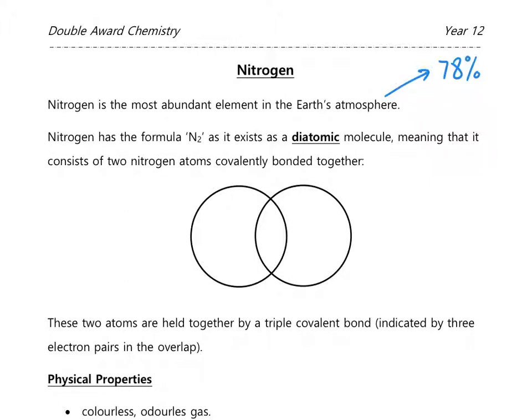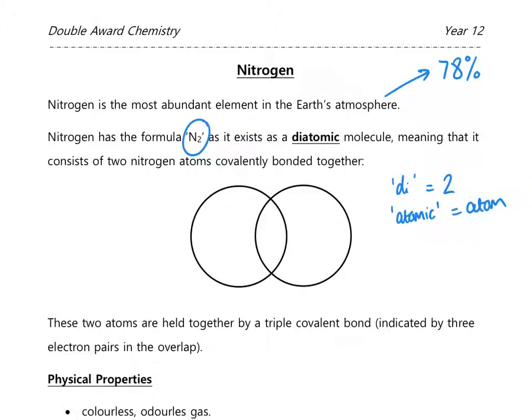Nitrogen has the formula N2, which means it exists as a diatomic molecule. And sometimes it has come up on past papers, what is the definition of the word diatomic? And that relates to this topic. And all it means is di means 2 and atomic obviously means atom. So it essentially means two atoms that are covalently bonded together.